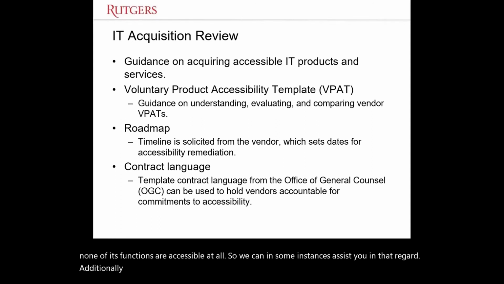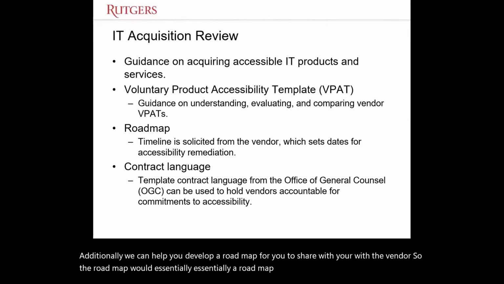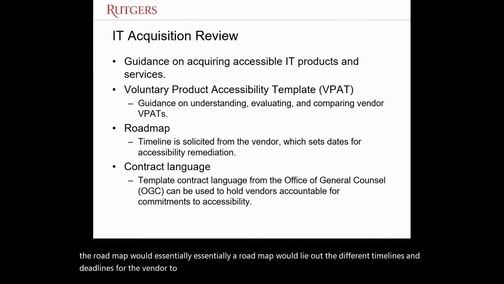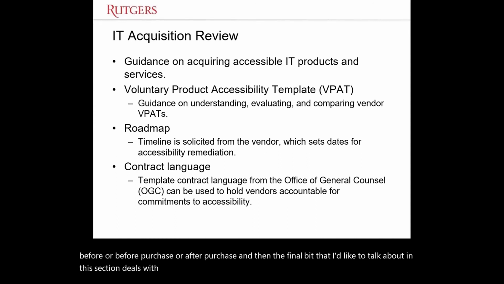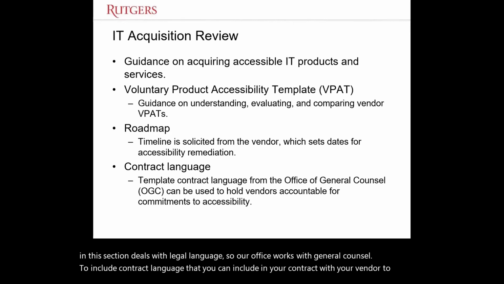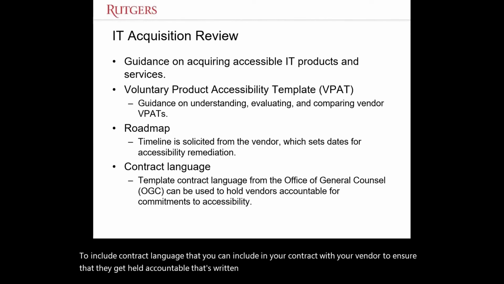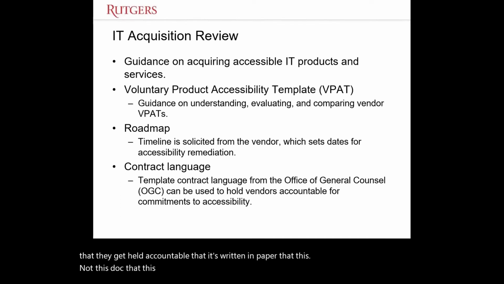Additionally, we can help you develop a roadmap for you to share with the vendor. A roadmap would essentially lay out the different timelines and deadlines for the vendor to update and remediate any accessibility flaws that their product has, before purchase or after purchase. And then the final bit that I'd like to talk about in this section deals with legal language. Our office works with general counsel to provide contract language that you can include in your contract with your vendor to ensure that they get held accountable, that it's written on paper that this product is accessible or needs to be accessible.